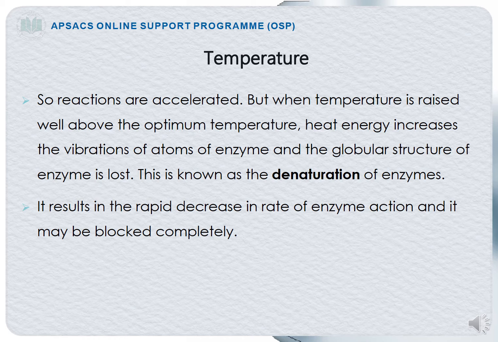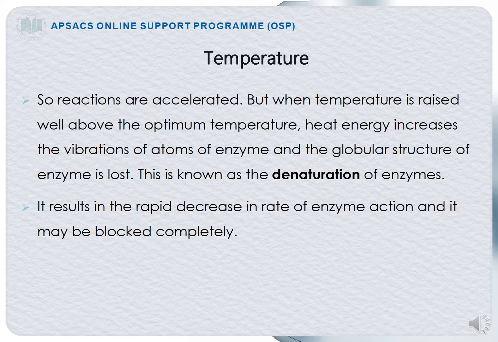Now, what happens if the temperature is raised from the optimum temperature? When the temperature is raised from the optimum temperature, energy will be increased very much, and this increase in energy will cause the globular structure of the enzymes to denature, right? Denaturation of the enzyme will take place after 40 degrees centigrade or after the optimum temperature, and this is called the denaturation of the enzyme. The enzyme will lose its original shape, it will be deformed, and sometimes enzyme death is also caused when the temperature is raised from the optimum temperature.